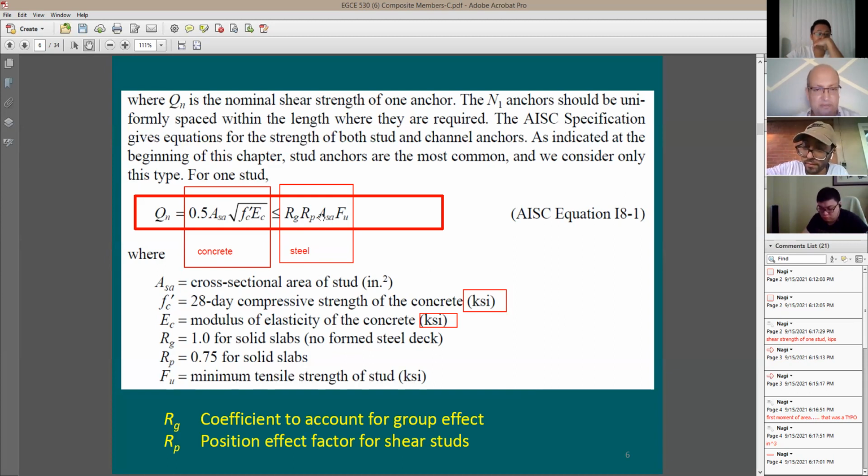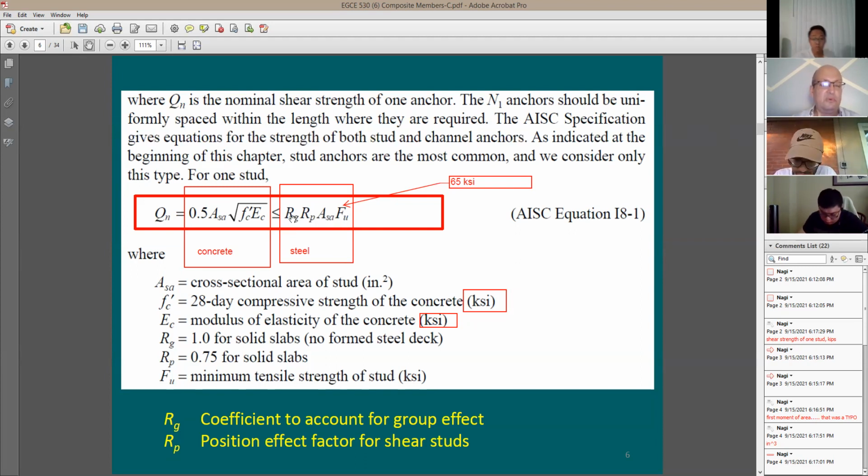The second equation has F sub u, the ultimate strength of the Nelson stud, and just so you know, this equals 65 ksi. Standard. I'm going to show you all of that; it's coming soon. Times the cross-section area of the steel anchor. So now this is governed by shear. Let's see the two multipliers, R sub g and R sub p. What does R sub g stand for? It's for group action.